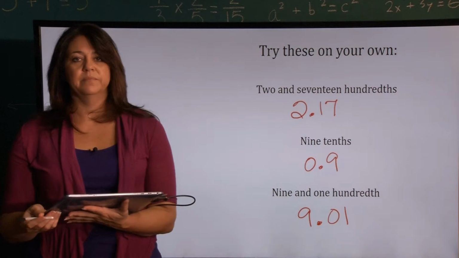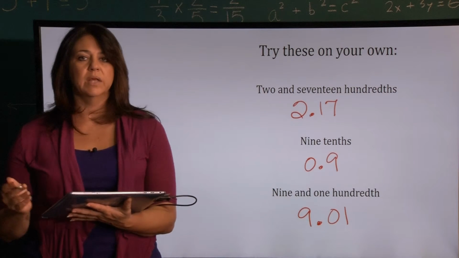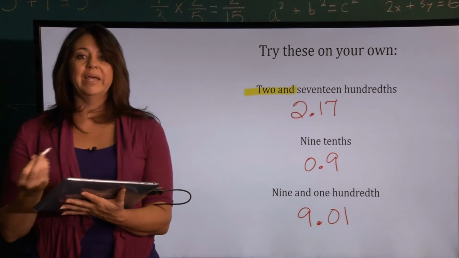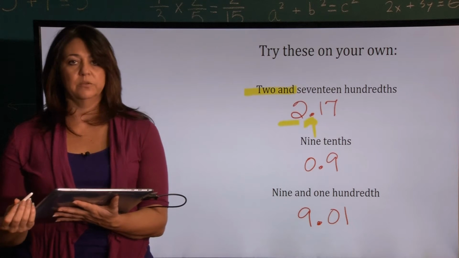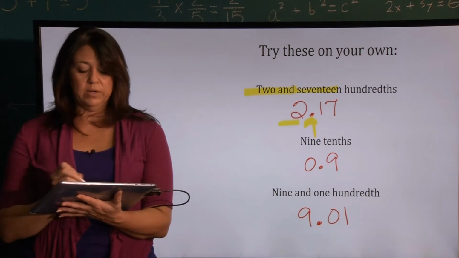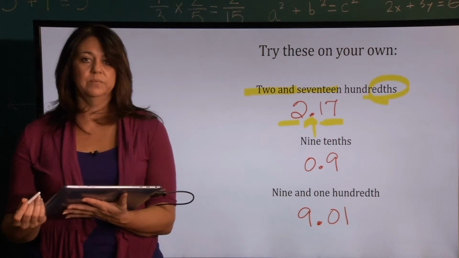Let's see how you did. Let's look at some of the clues in the word form that will help you write the standard form of these decimals. The "and" tells you have a whole number and then the decimal place. The digits are 17, and we want to be in the hundredths place. So just these two digits right here.